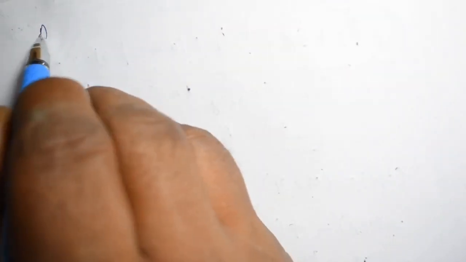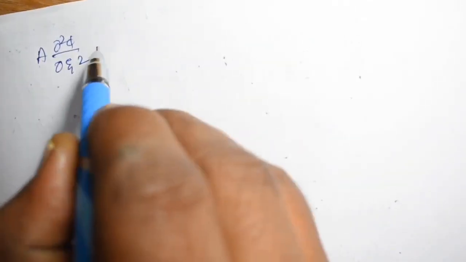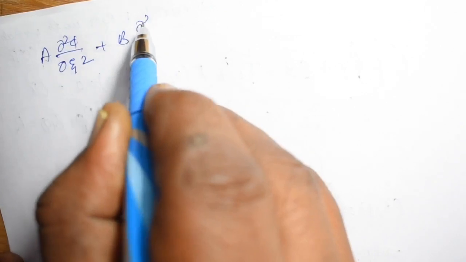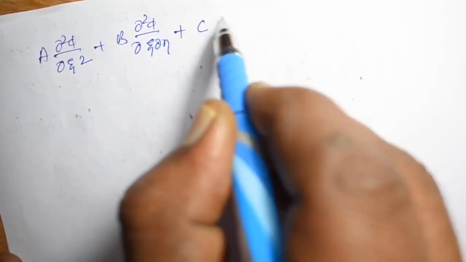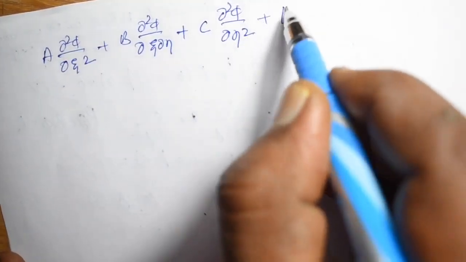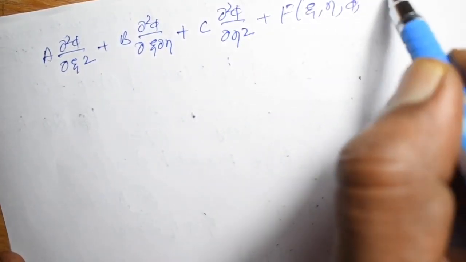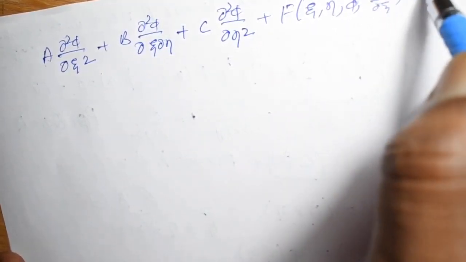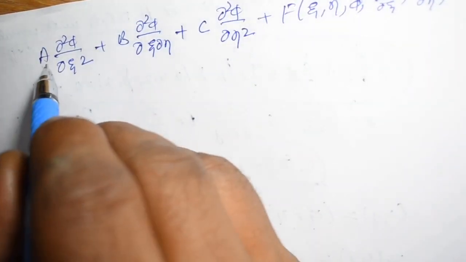one simplified equation in the form A into ∂²φ/∂ξ² plus B into ∂²φ/∂ξ∂η plus C into ∂²φ/∂η² plus some function of ξ, η, φ and then ∂φ/∂ξ and ∂φ/∂η equal to 0. So now you have a doubt.